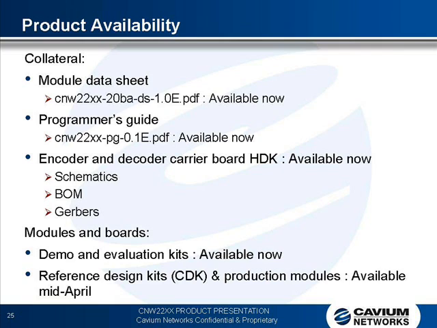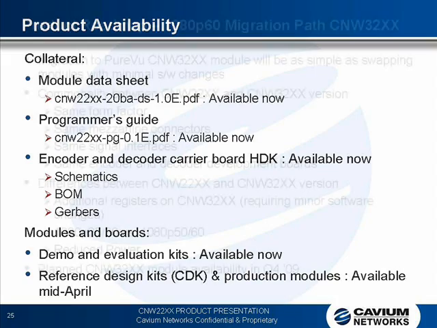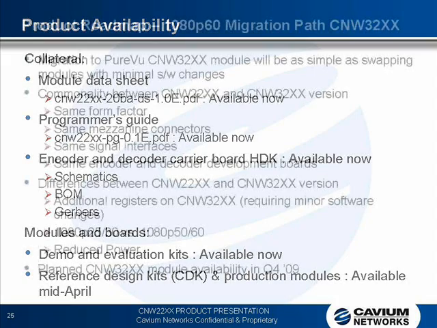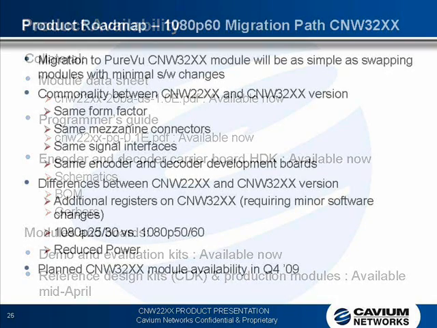Product availability. From a collateral standpoint, there's a data sheet and a programmer's guide, and also an HDK for the carrier boards that gives you schematics, BOMs, Gerber files. Very important, demo and evaluation kits are available today. Production of the modules, reference CDK, is available today. Everything is ready to go.